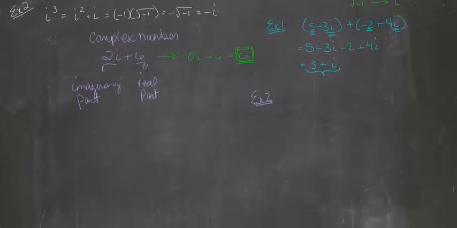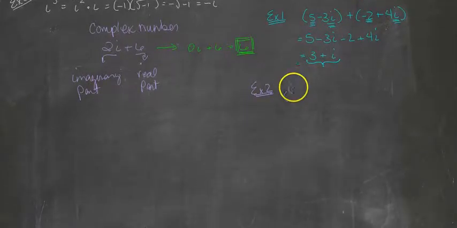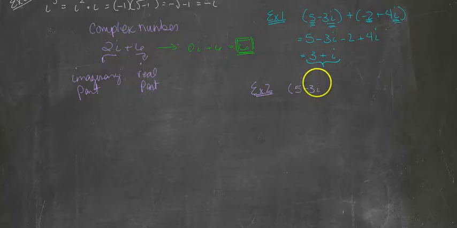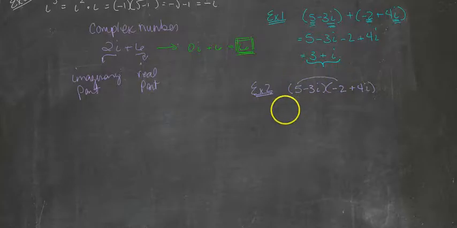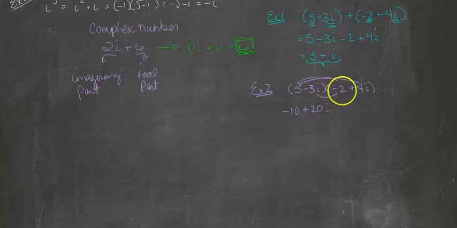This time I'm going to multiply. So I'm going to keep the same values. 5 minus 3i, only this time I'm going to multiply it by negative 2 plus 4i. So this is a complex number times a complex number. And all you're going to do is distribute as though it were a polynomial. You have 5 times negative 2 is negative 10. 5 times 4i is plus 20i. Negative 3i times negative 2 is a positive 6i. And then negative 3, now watch this. Negative 3 times positive 4 is a negative 12.